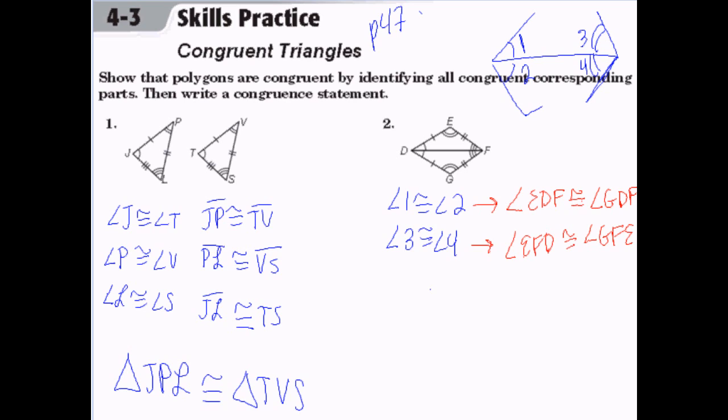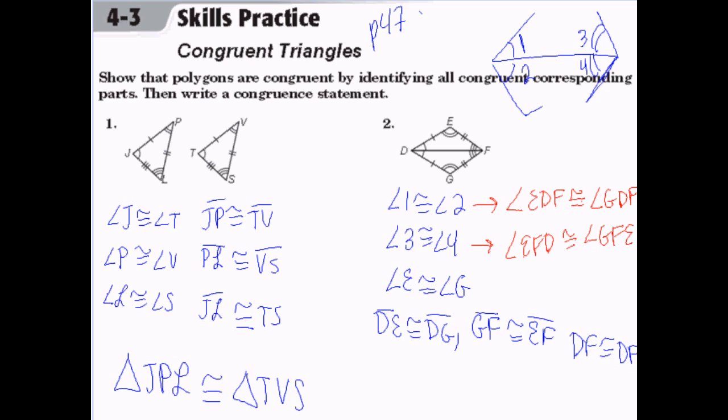And then angle E and angle G are congruent. And then DE is congruent to DG. GF is congruent to EF. And DF is congruent to itself. So if I say triangle DEF, let's go in the same order, so DG.